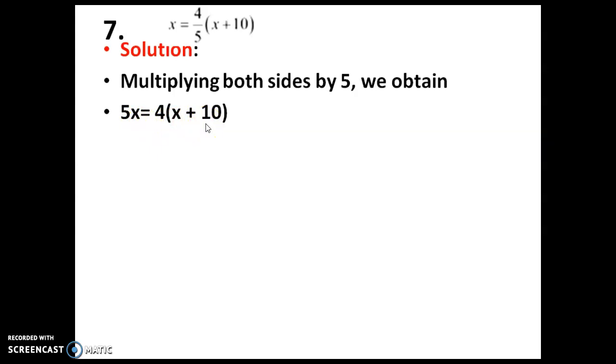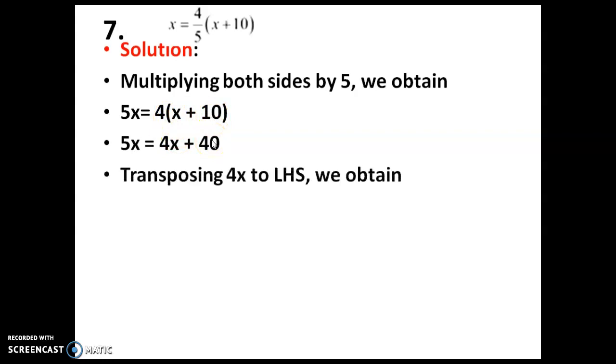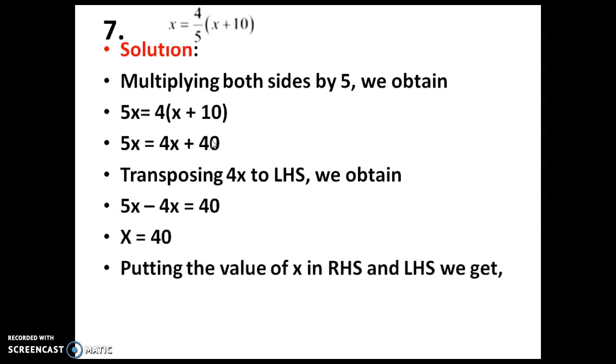Okay, now remove the bracket. So 4 into (x plus 10). This bracket we are removing, so we have to multiply. 4 into x is 4x. 4 into 10 is 40. Okay, then taking 4x to the other side of equal to, we are getting 5x minus 4x is equal to 40. So x equal to 40. Putting the value of x in LHS and RHS, we are getting 40.